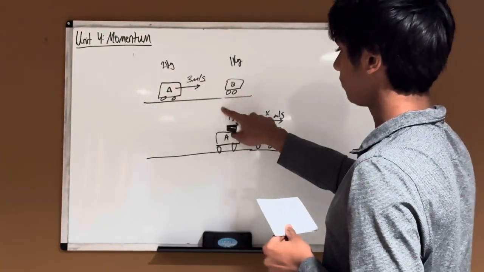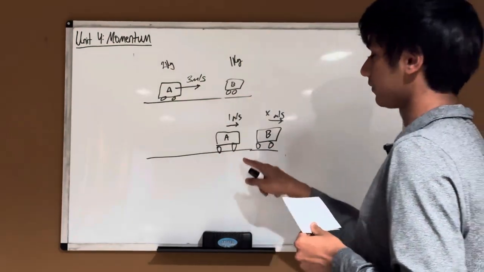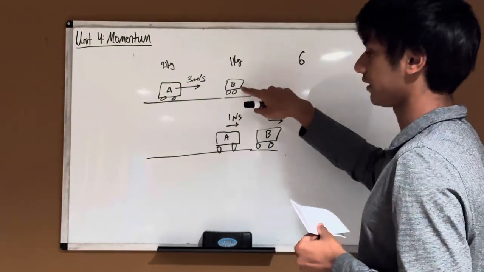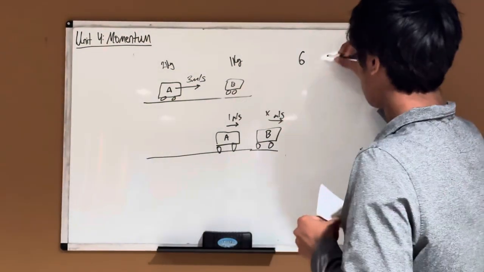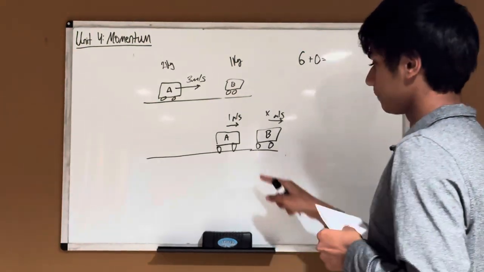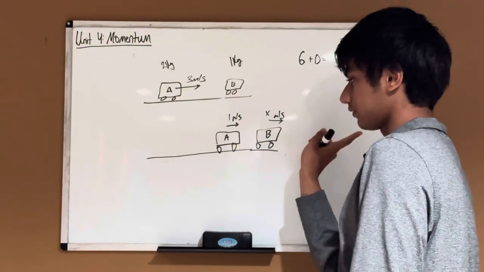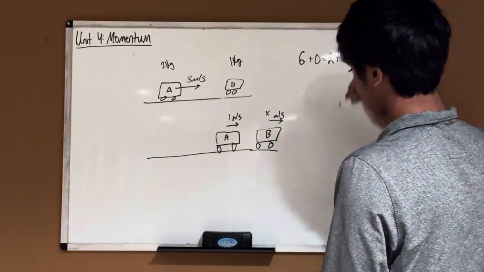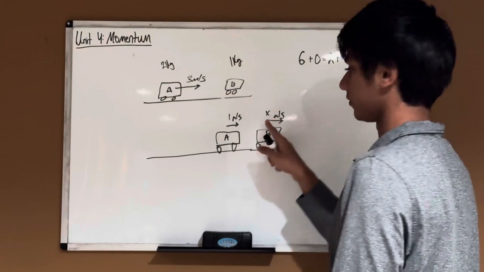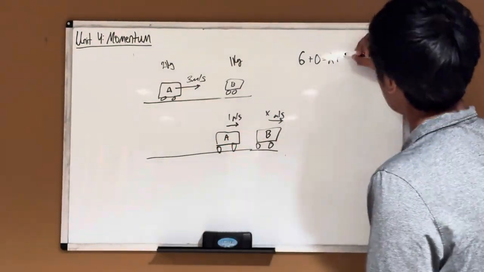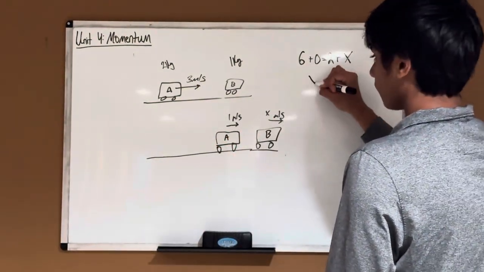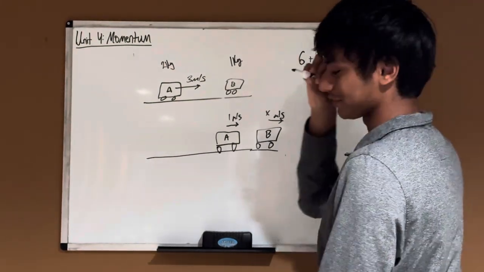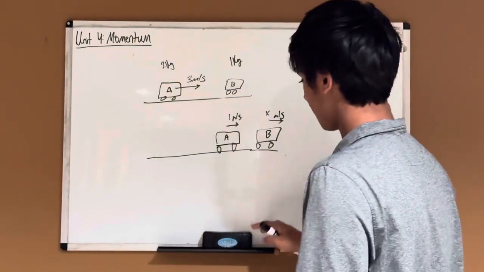So we add up the initial momentums and set it equal to the final momentums. The initial momentum is 3 times 2, which is 6, plus 0, since this one is stationary, so 0 momentum. That equals, for the mass of 2 going right at 1, a momentum of 2, plus the mass of 1 times x meters per second, so a momentum of x. Therefore, the final x velocity is equal to 4 meters per second using conservation of momentum.